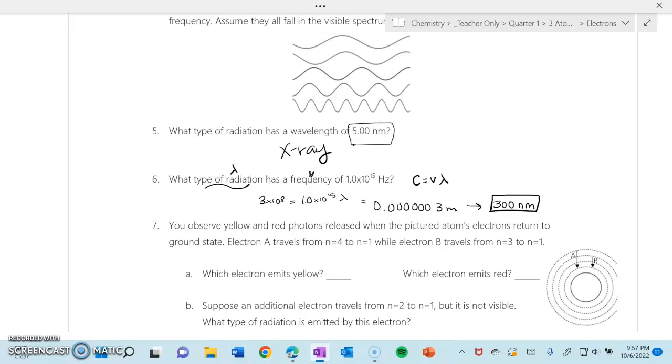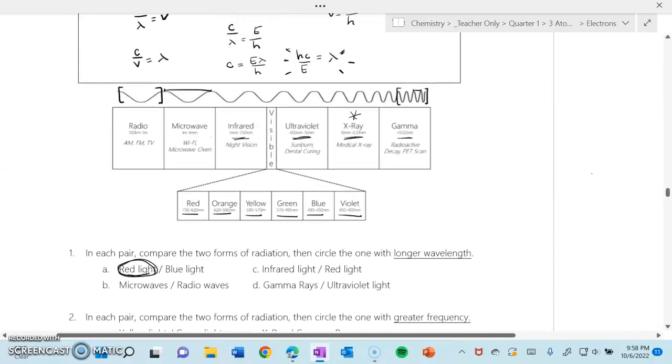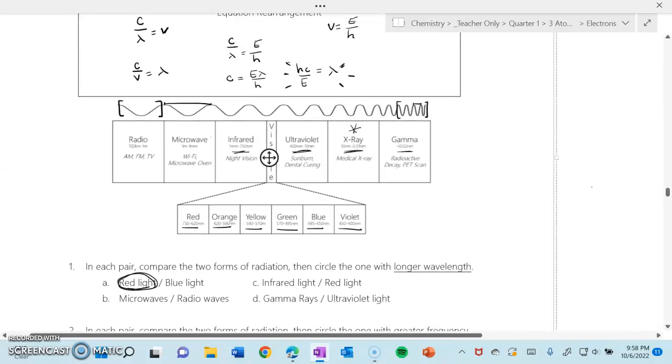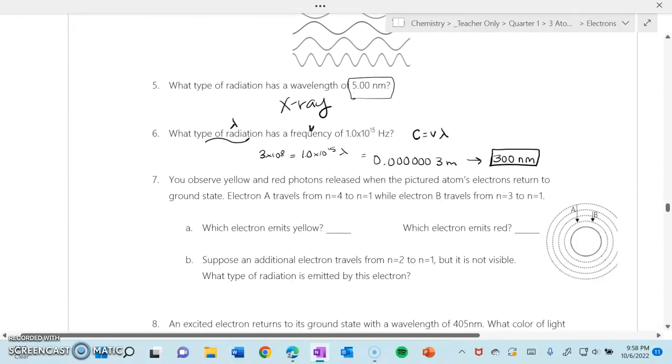But that's not my final answer because I need to know what type of radiation. So let's look now for 300 nanometers on our chart. 300 nanometers falls in this guy. So this is ultraviolet. It's between 10 and 400 nanometers of wavelength. So this is ultraviolet.